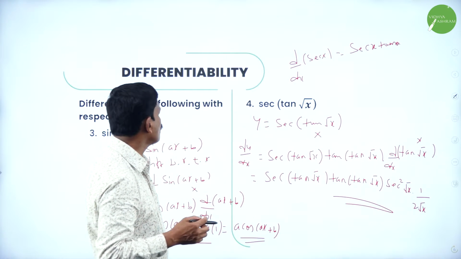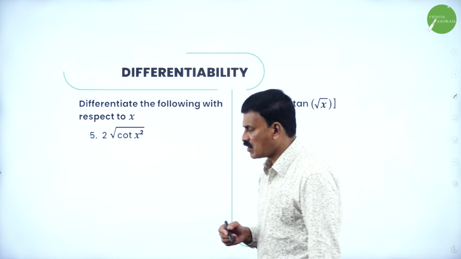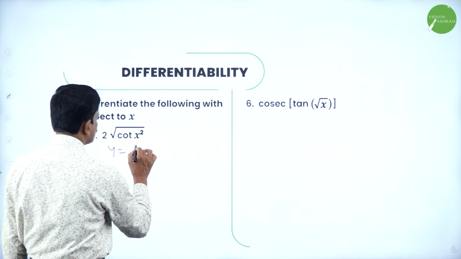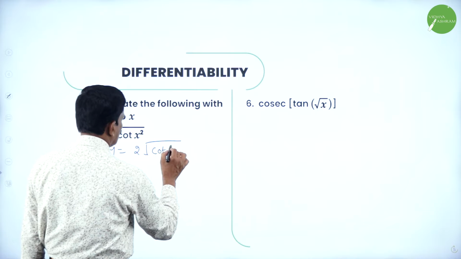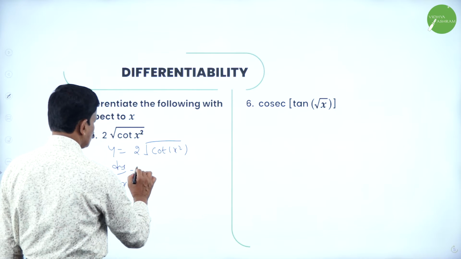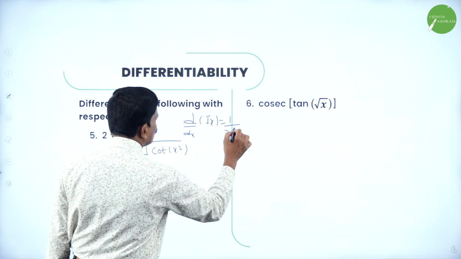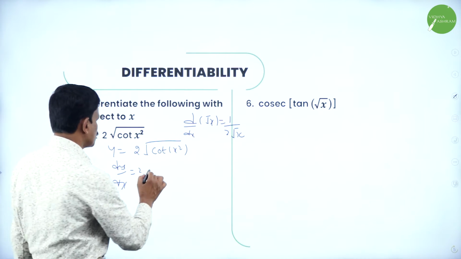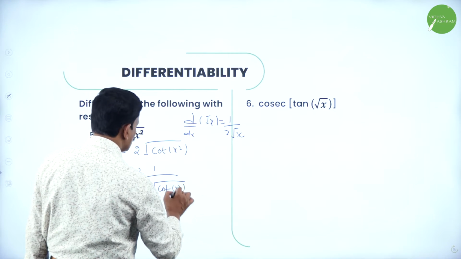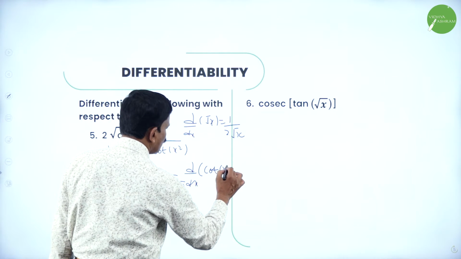Now, let us come to the next problem. Differentiate the following with respect to x. This is 2 times root of cot x square, not cot square, it is cot of x square. Let us represent this y as 2 times root of cot x square. Now, differentiating with respect to x, dy by dx is equal to 2 as it is. Now, you know what is the derivative of root x? D by dx of root x is 1 over 2 root x. So, this is 1 over 2 times root of cot x square, this is root x, into d by dx of inside function, that is cot of x square.